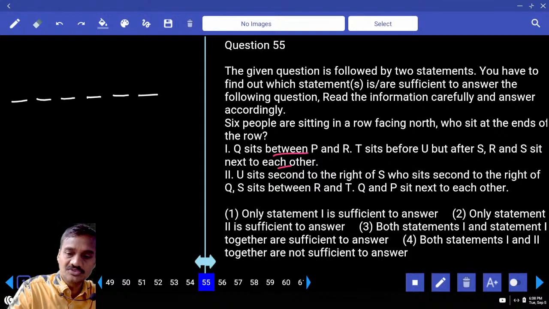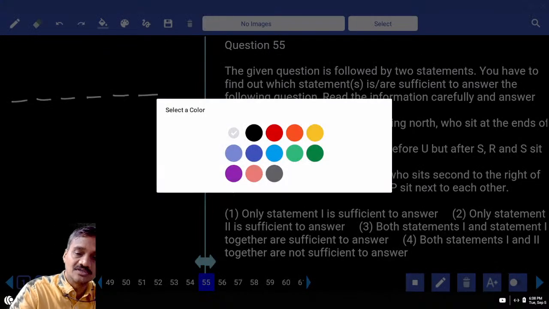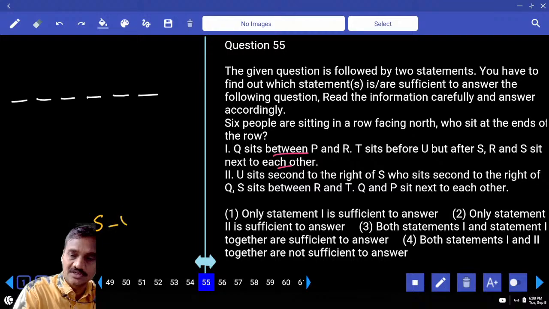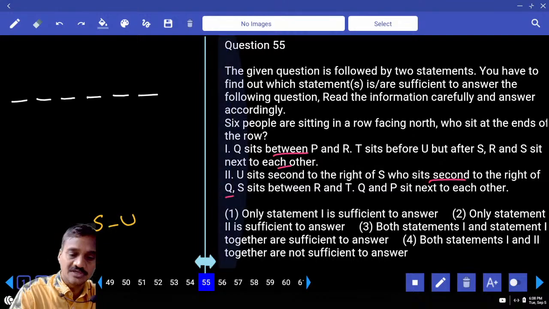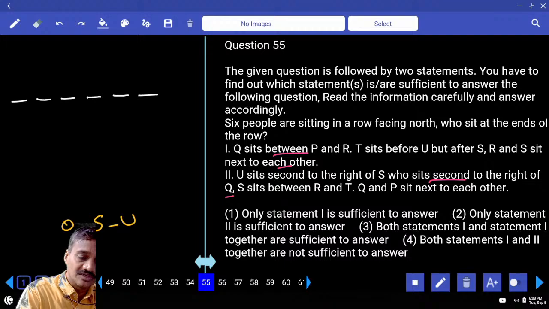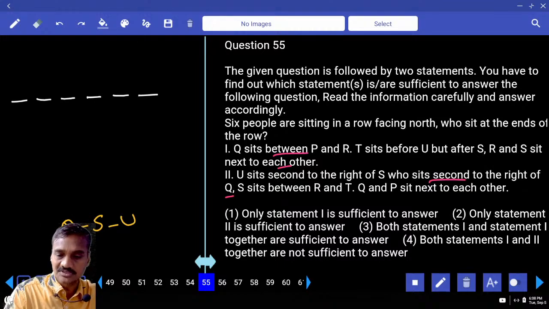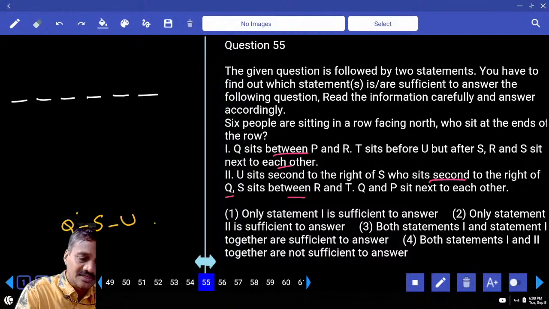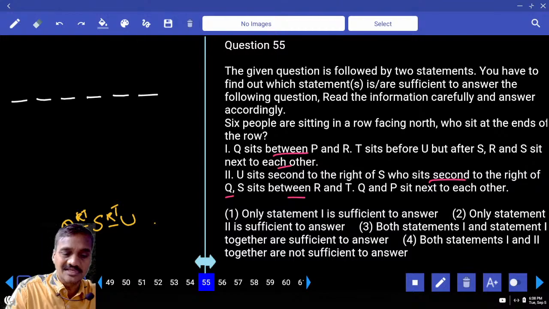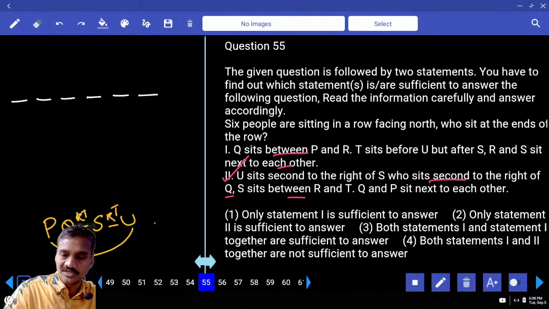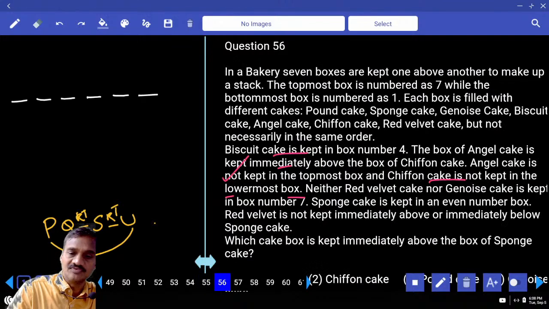Then second, U sits second to the right of S. And S is seated second to the right of Q. Then that means these 3 persons are in alternate places. S is in between R and T, R and T. Then Q and P sit next to each other. Now P is here. Then which 2 persons are at the corners? P and U. Are you getting the answer or not? Then only with the help of 2 alone we are getting the answer. Only 2 is sufficient. Choice 2, question 55.